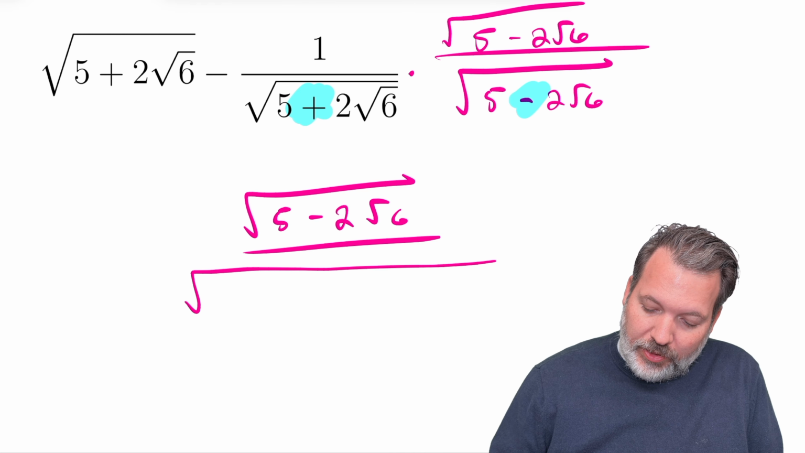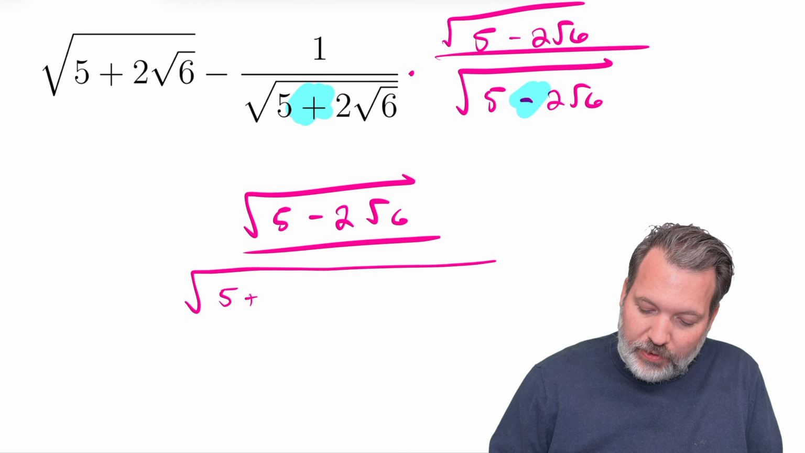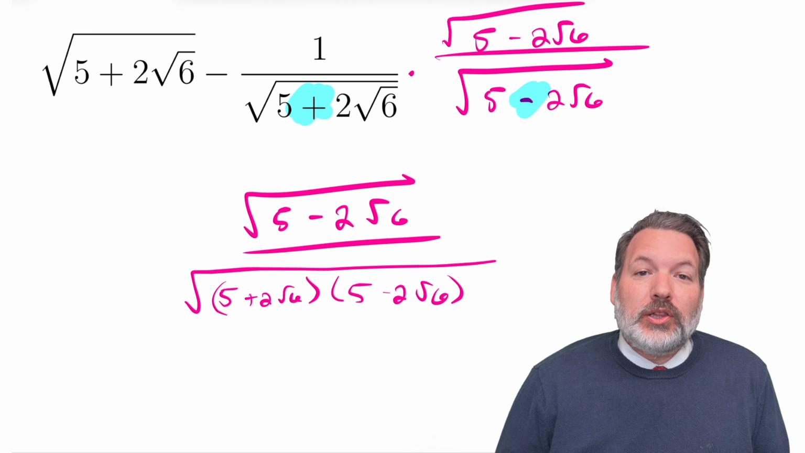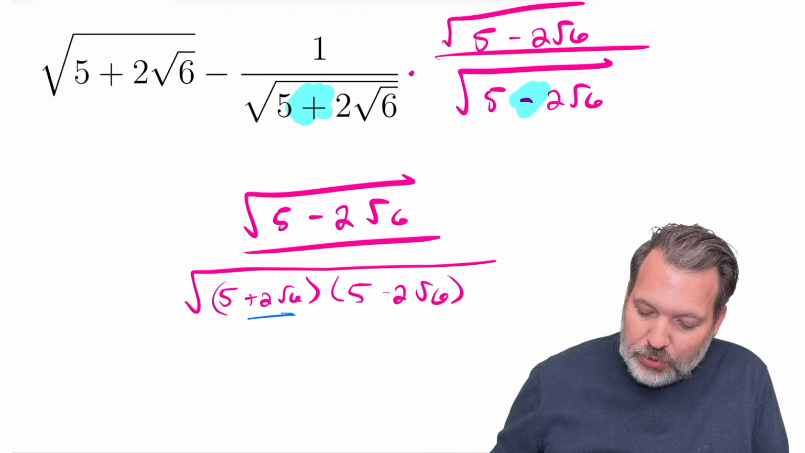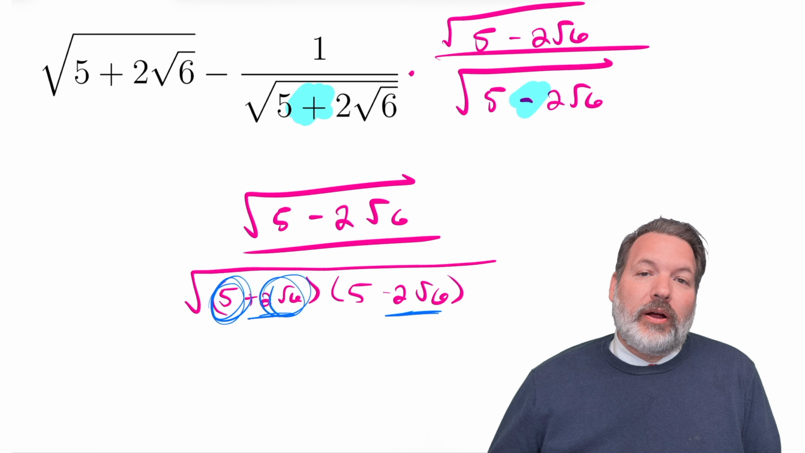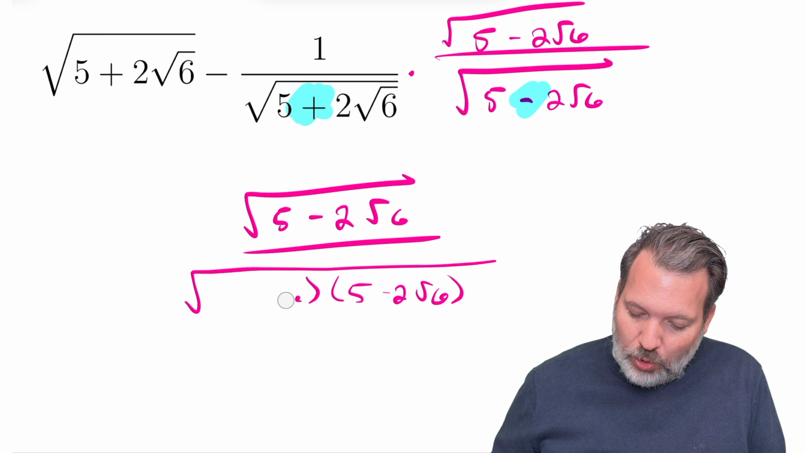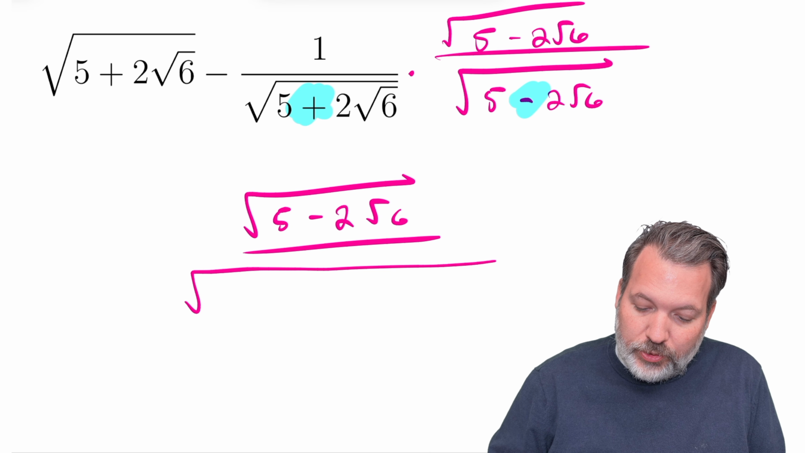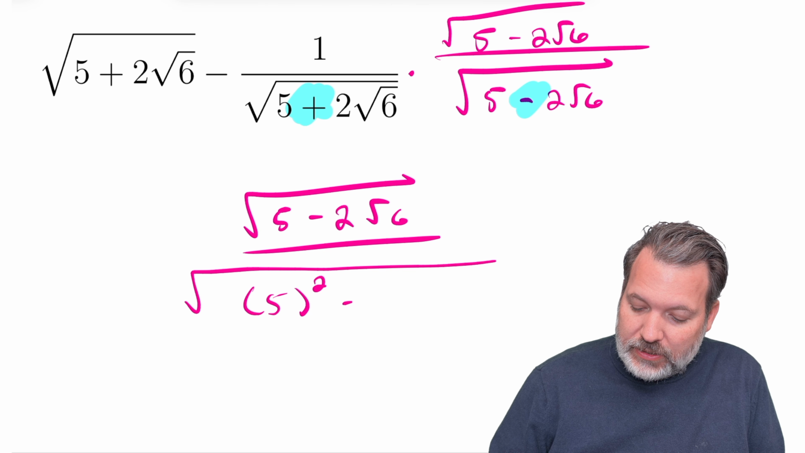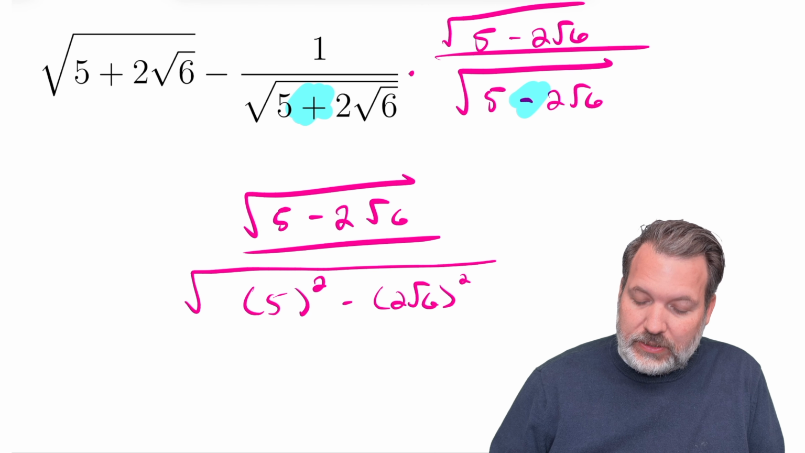Our denominator, on the other hand, is going to be the square root of the 5 plus 2 root 6 times the 5 minus 2 root 6. And this is why we use things that look like conjugate pairs. When we have two things plus each other times two things minus each other, they always simplify nicely. They always simplify specifically as the square of the first thing minus the square of the second thing. That is, in this case, the whole thing is going to work out to the square root of the square of 5, that's the first thing in this case, minus the square of 2 root 6, that's the second thing.